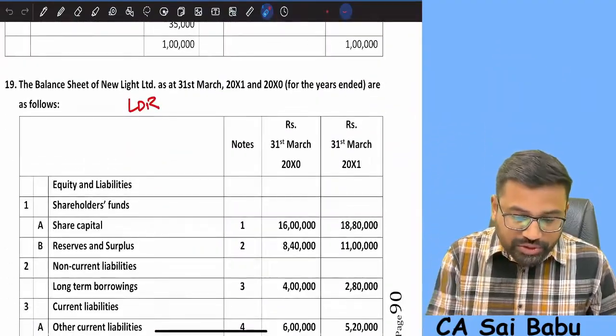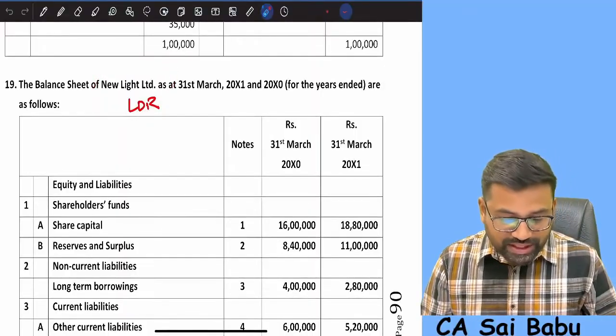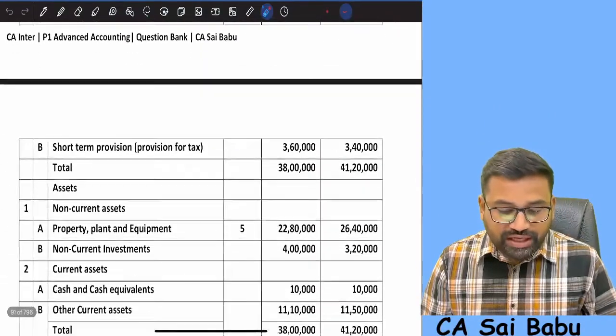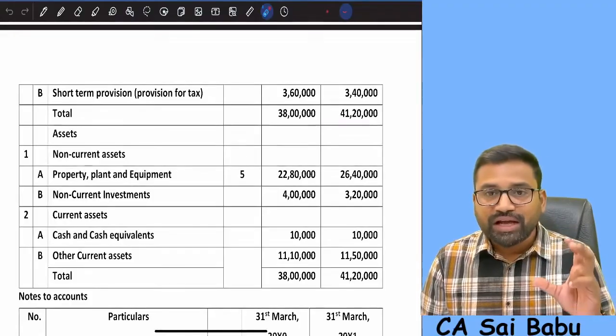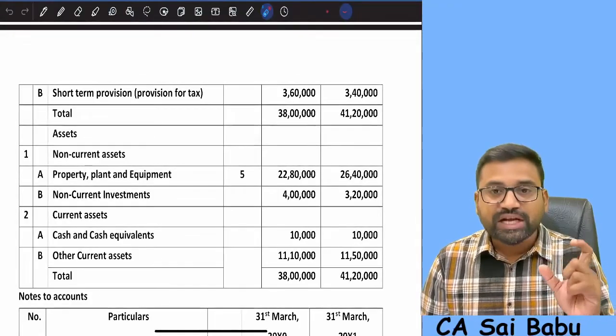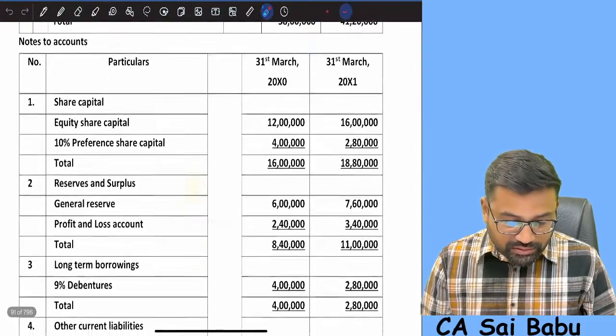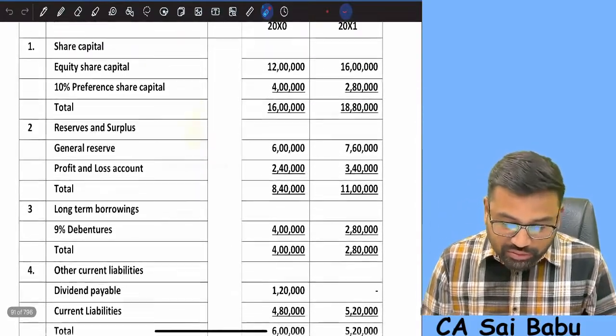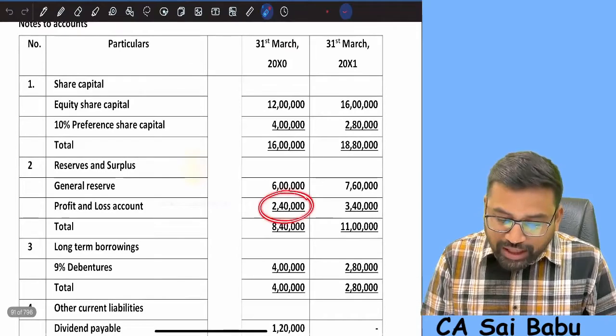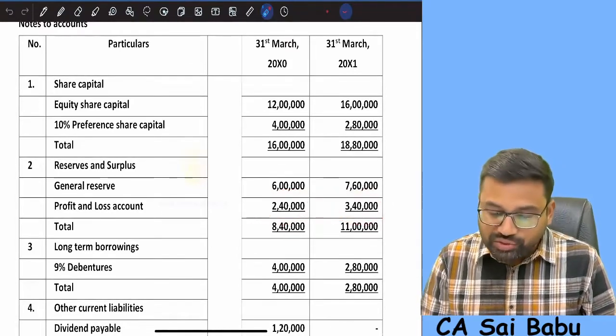New light limited question. In this question also, same thing, sir. We need to ascertain cash flow statement under indirect method. So first we will start with the net profit before tax. But we don't know net profit before tax. So we know the opening P&L balance 2,40,000, closing 3,40,000. So the difference is how much?